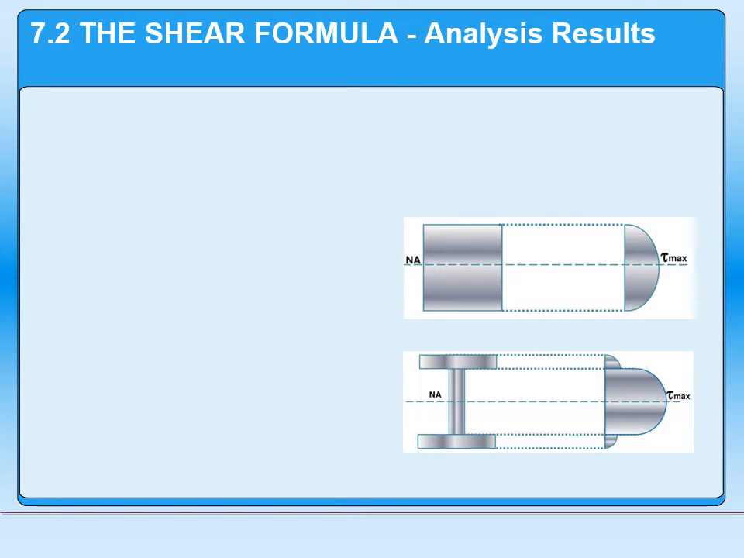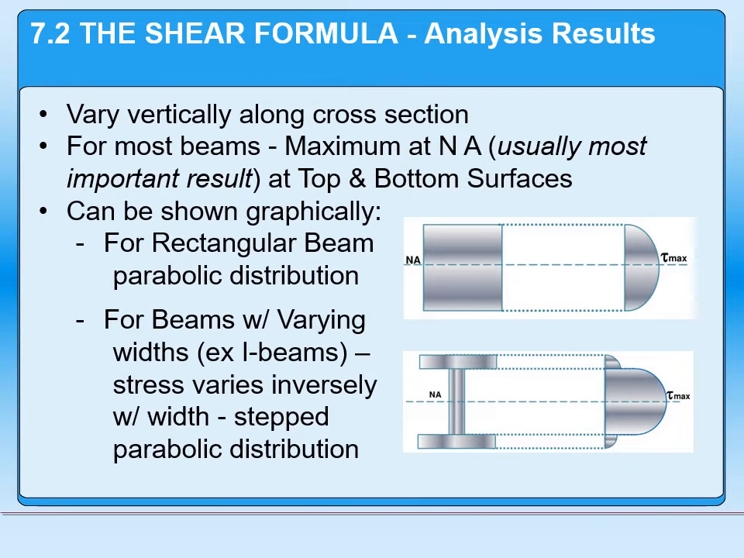So if we look at the results of a beam analysis using our shear formula, we're going to see that there's a general pattern of results that we can use for most of our analysis, particularly of these prismatic beams. For one thing, it turns out that the shear formula, the shear level that is calculated, is going to vary vertically along the cross section. So as you move up and down the beam, you're going to get different levels of shear.